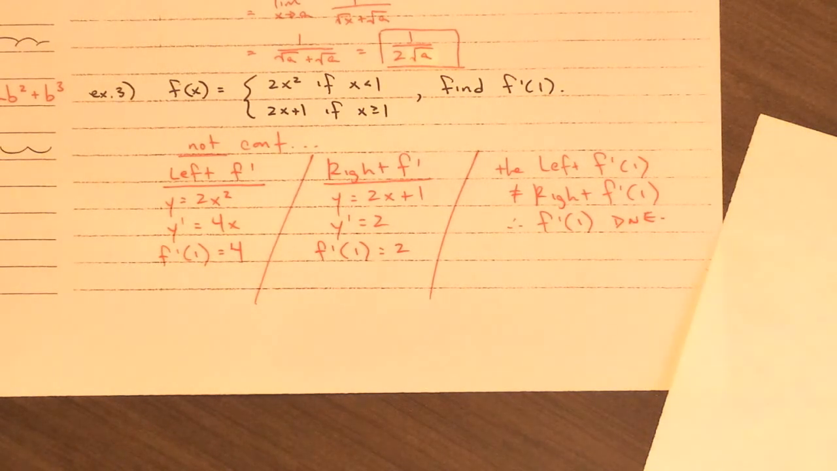Okay? If you're on a roller coaster and it's broken in the middle, there's no slope. When you die on a roller coaster, there's no slope.